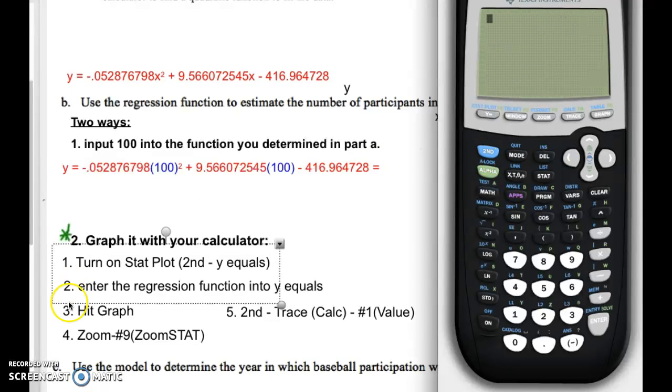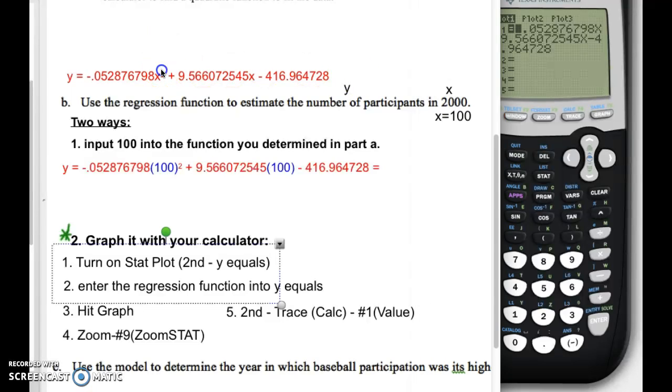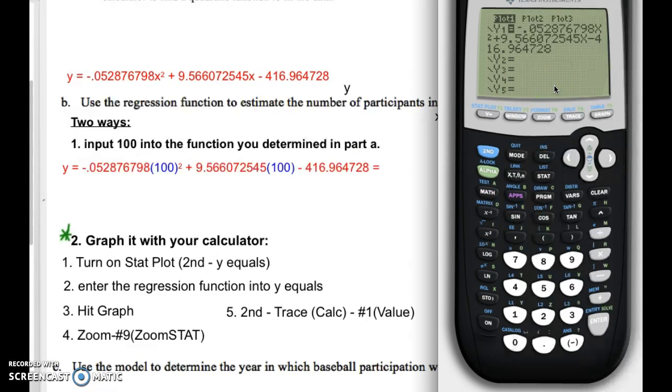Step 2 then, back over here, is to enter the regression function into y equals. So I'm going to hit y equals. I've already done this to save some time, but I've entered the function we found from video 1, part A, into my calculator. If you need to pause the video at this moment to get caught up, please do so because you need to follow along as is. This time I actually use the x's because it's the actual function we're working with. From there, step 3 is to hit graph.